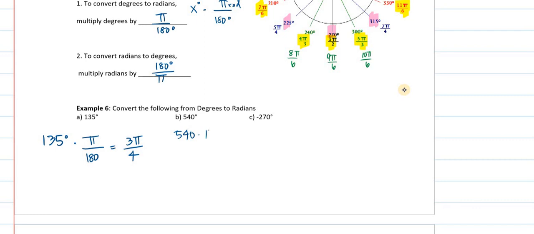If we do 540, same thing. 540 times pi over 180. We put it in our CAS, we end up getting 3 pi. Negative 270 degrees, multiply by the same thing, pi over 180. And you end up getting negative 3 pi over 2. So those are converting from degrees to radians.